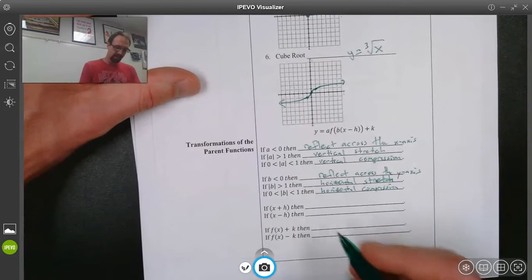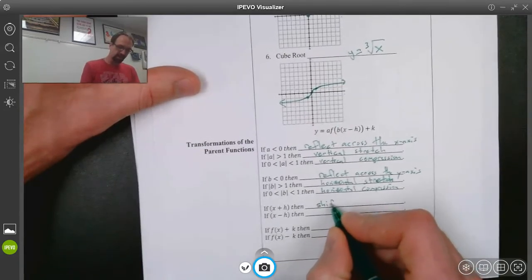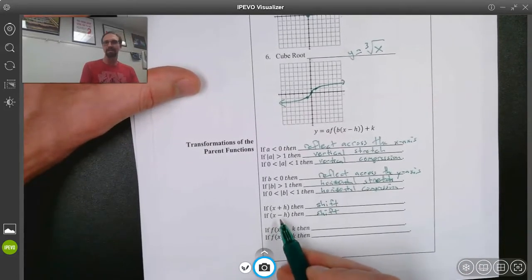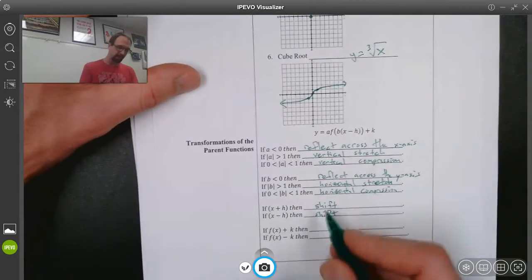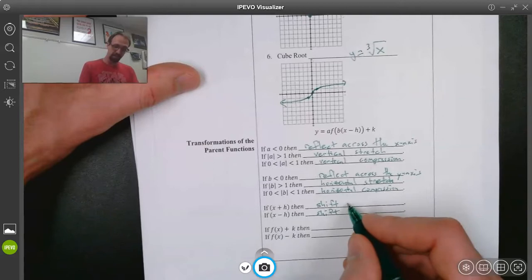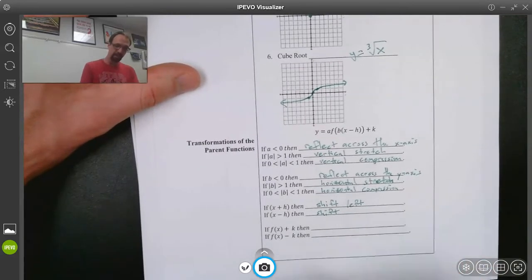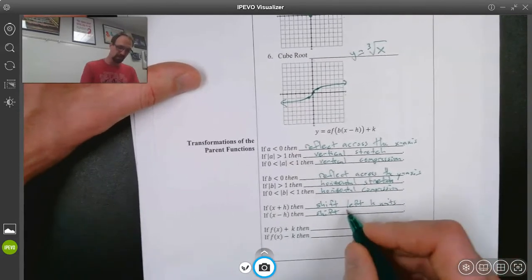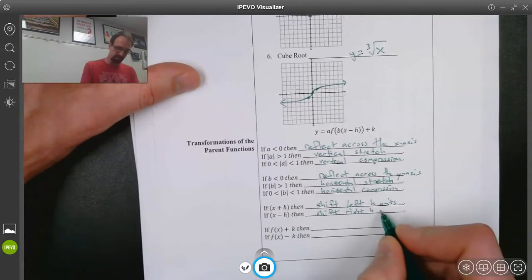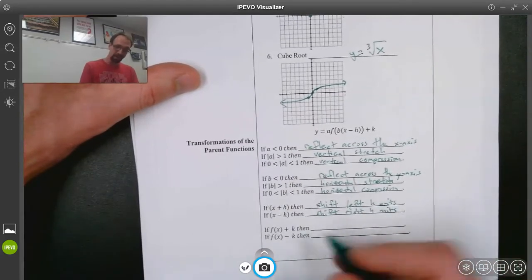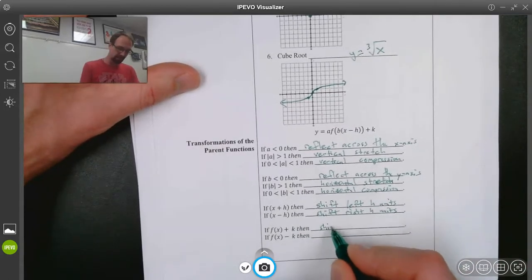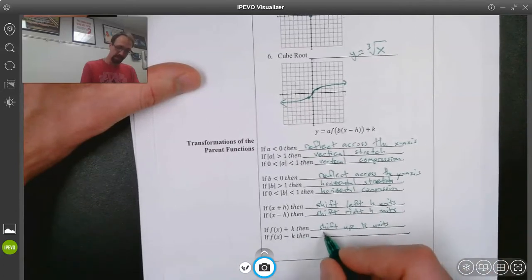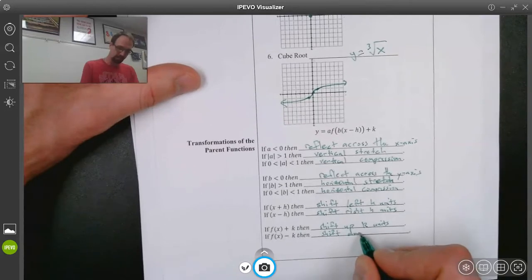Here we have x plus h, then this is going to be a shift. This is how we shift left or right. A lot of formulas have the x minus in it already, and we know that that is a shift to the right. If it's x plus h, then it shifts left by h units. And then x minus h is a shift right by h units. And then if we add a k, that's going to be a shift up k units. And then minus k is going to be a shift down k units.